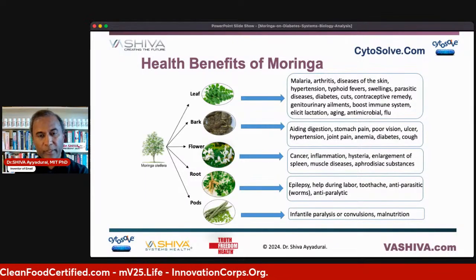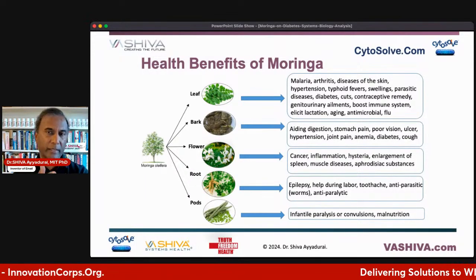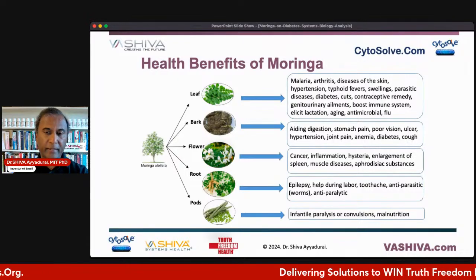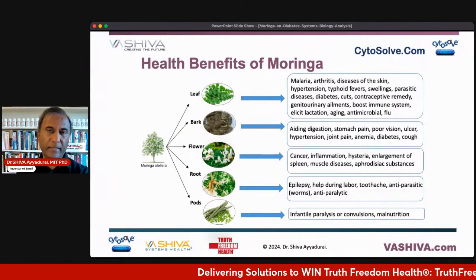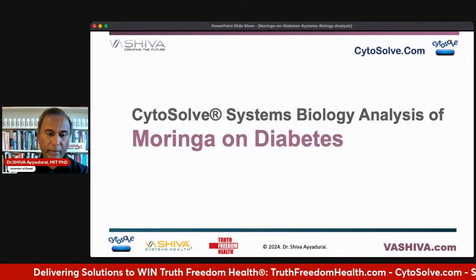If you want to get moringa, if you're in a place like India, it grows in a lot of places. Same in Africa. In the United States, you can get it sometimes at these ethnic food stores. So let's talk about moringa now on diabetes. So we have an understanding. This is truly a medicinal plant. Food is medicine in this case, definitively.